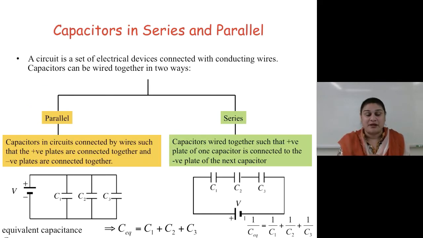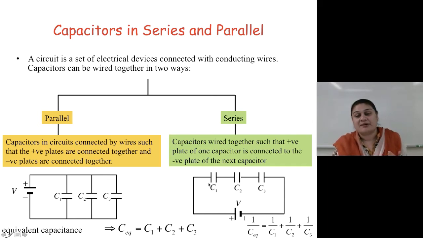Capacitors in series and in parallel. Capacitors can be wired together in two ways. They can either be wired parallel to each other or they can be wired in series with each other. Capacitors in circuits connected by wires, such that the positive plates are all connected together and all the negative plates are connected together, are called parallel circuits. The equivalent capacitance for a parallel circuit is going to be C1 plus C2 plus C3.